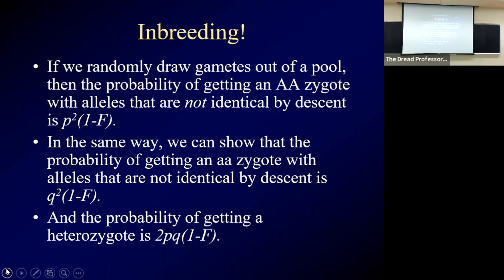That's the probability of randomly pulling out an egg with big A, times the probability of randomly pulling out a sperm with big A, times the probability that that sperm is not identical by descent to the egg: P times 1 minus F. We can show the probability of getting a little a zygote with alleles that are not identical by descent is Q squared times 1 minus F. The probability of getting a heterozygote is 2PQ times 1 minus F.